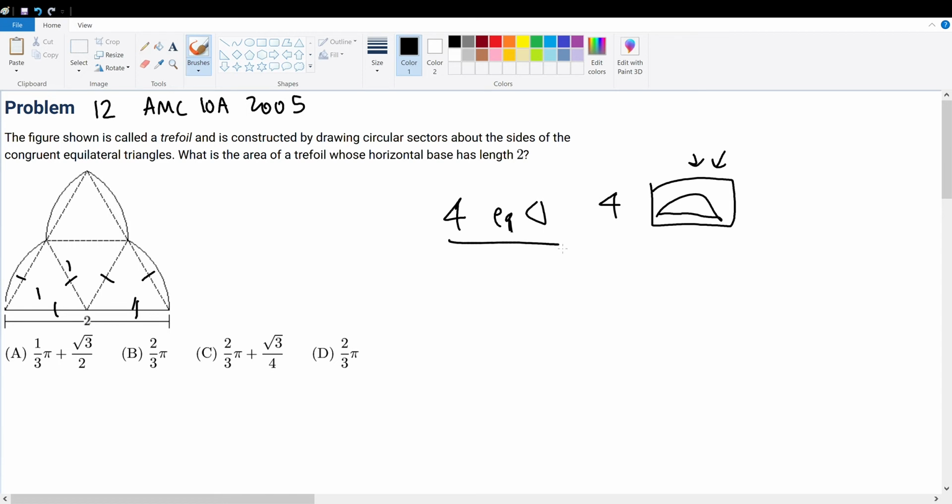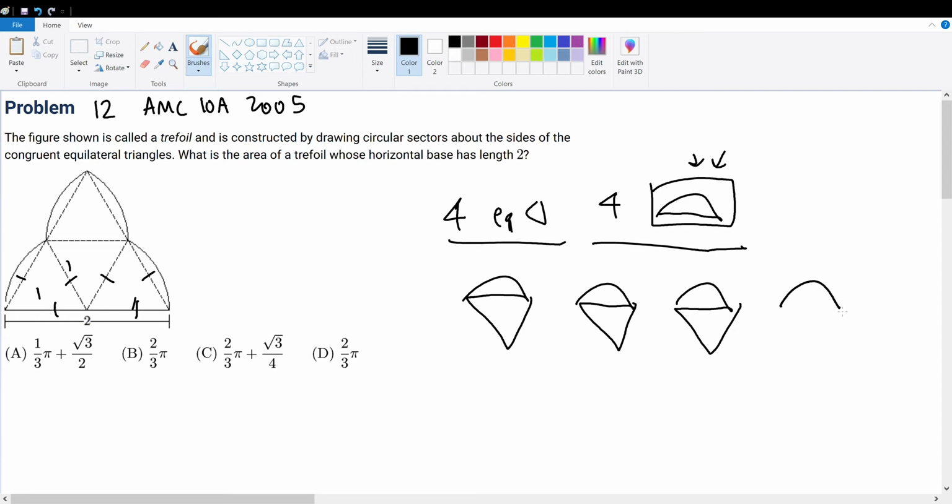And 4 equilateral triangles and 4 of these semicircles, we can form together to each form an individual circular sector, which is what this is called. A circular sector is basically a portion of a circle. And 4 of the areas of these circular sectors will give us the total area of this trefoil.